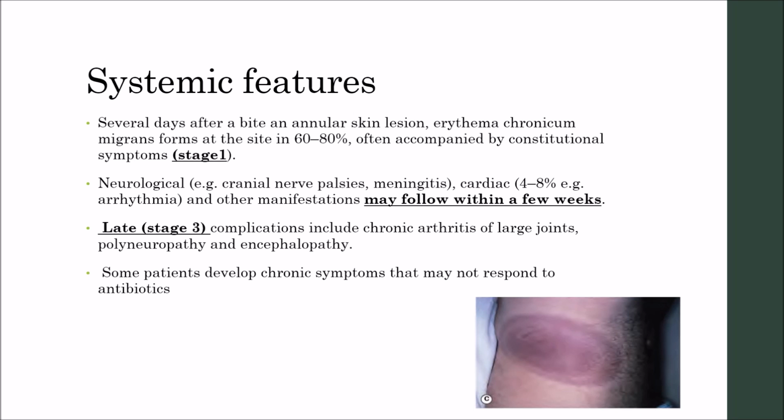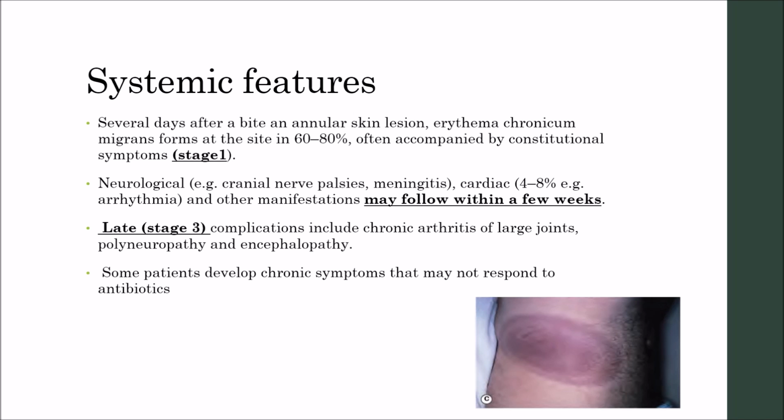Now, the course of disease is very important as well. In stage 1, an annular skin lesion appears several days after the bite, which is called erythema chronicum migrans, in 60 to 80% of patients, which is often accompanied by constitutional symptoms, which might include fever, fatigue, myalgias. Sometimes it is associated with meningeal irritation, hepatitis, and pharyngitis as well.